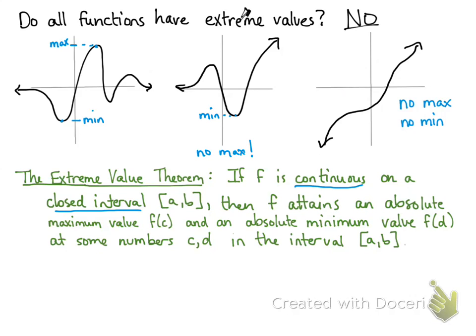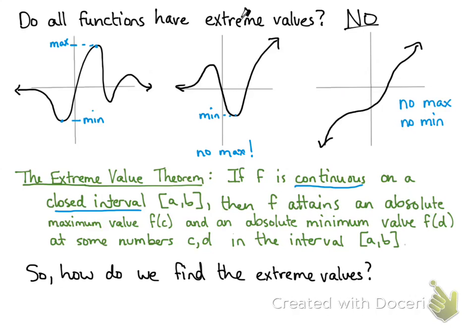Remember, a closed interval is an interval that contains its endpoints, so we use the square brackets. Okay, so the two main things we need are a continuous function on a closed interval, and if that's the case, we're guaranteed to have a maximum and we're guaranteed to have a minimum value somewhere in that interval. Okay, once we know we have extreme values, how do we find them?